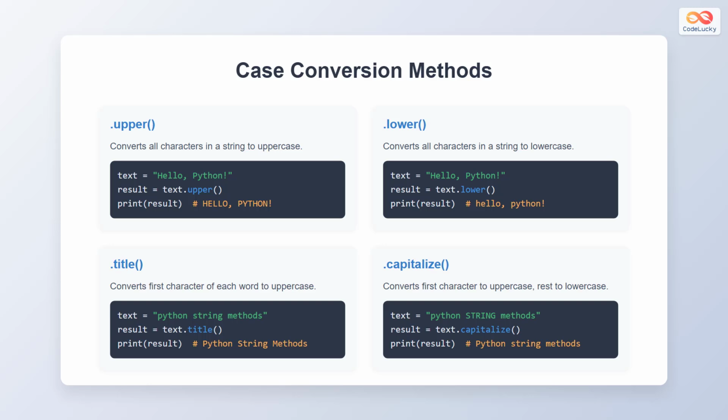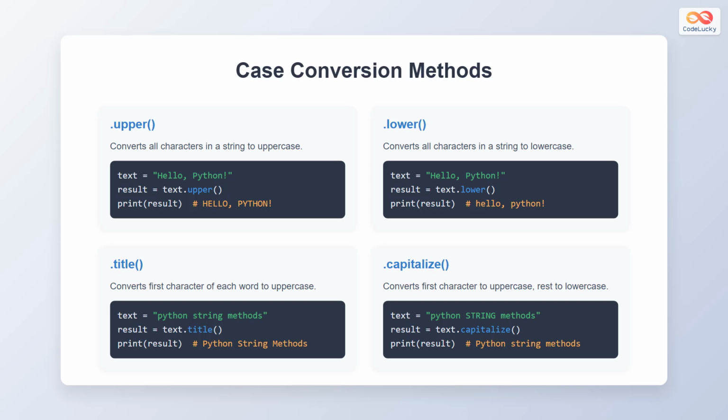Let's begin by exploring case conversion methods. The first method is .upper(). This method converts all characters in a string to uppercase. For example, if you have the text "hello Python" and you apply the upper method to it, the result will be "HELLO PYTHON". Next, we have the .lower() method. This method converts all characters in a string to lowercase. So if you apply the lower method to "HELLO PYTHON", the result will be "hello python".